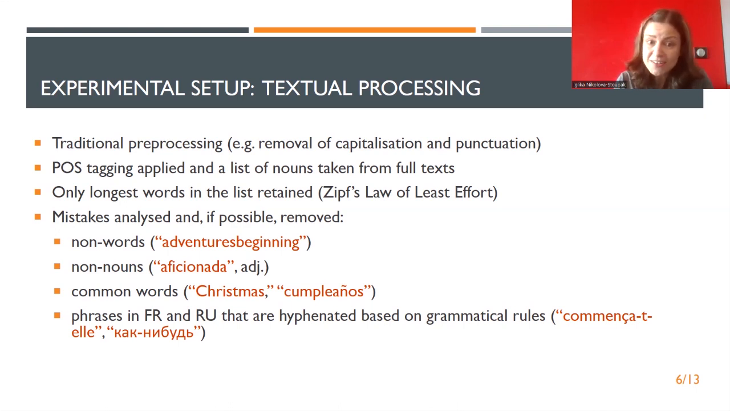For instance, there were some non-words that were caused by the textual processing, converting the files into textual files, and so on. Then there were some words that, although labeled as nouns, were not actually nouns. For instance, the Spanish word aficionado, which could be a noun, but in the particular case it was an adjective. And then also there were quite a few common words that were indeed long, but definitely not suitable candidates for testing whether complex vocabulary is introduced in a certain way, such as Christmas or the Spanish word cumpleaños, birthday.